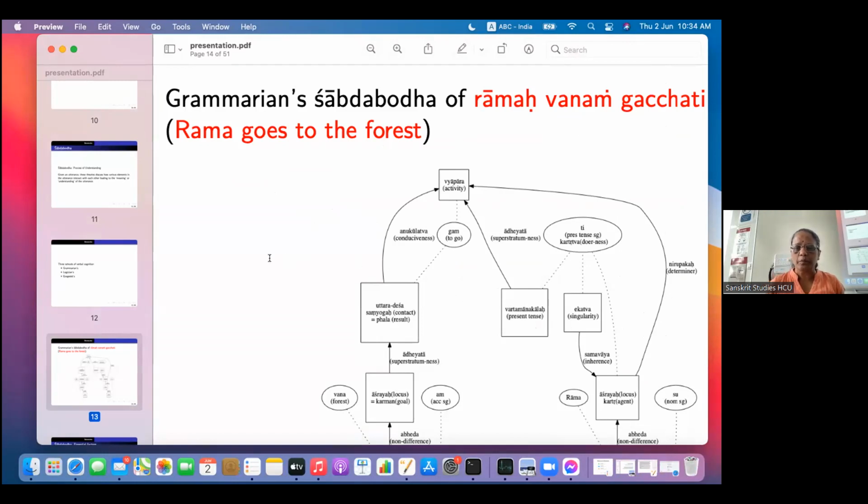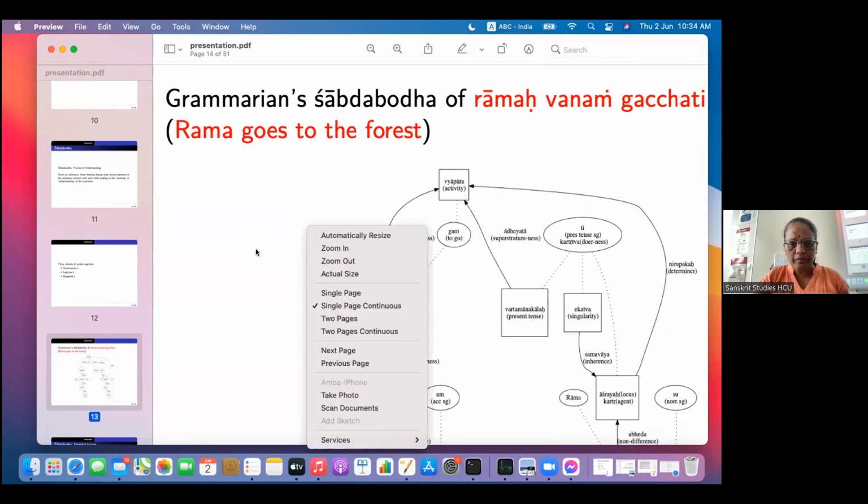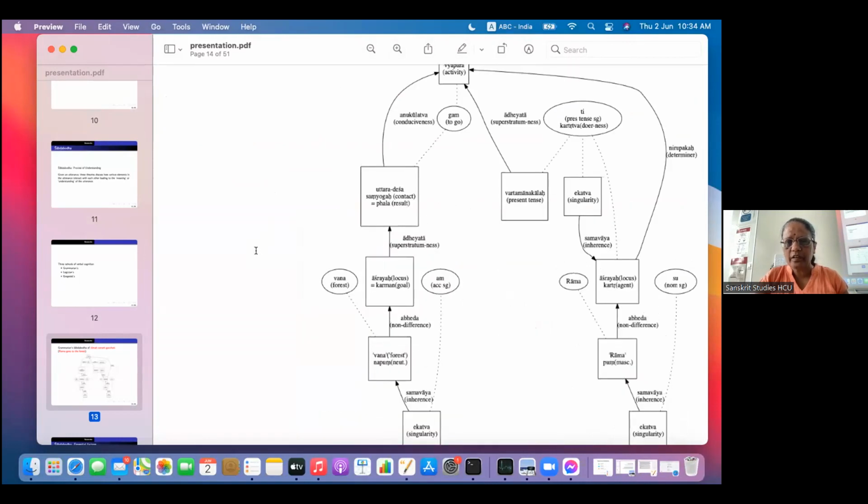Okay, so we have a sentence, Ramaha Vanam Gacchati. There are three words here. And if we look at this diagram, this is coming in between. If you look at this diagram, there are some circles or ovals and there are some rectangles or squares.